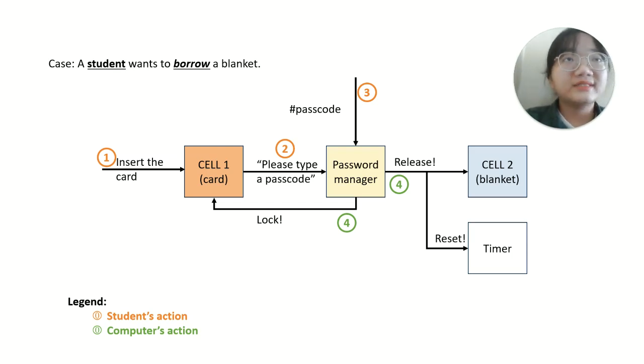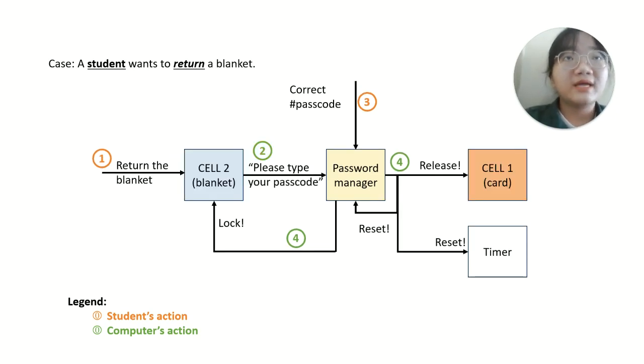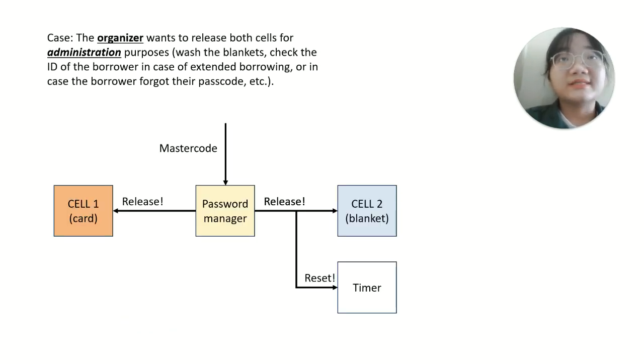They can take the blanket out and use it for a while, and only when they return the blanket and type the passcode that they entered earlier will the system release their ID card. At the same time, as an organizer, I also realized that we needed some kind of master code so that the organizers could release both cells at any time. So that's the idea. How did we actually implement it using finite state machines and logic circuits?